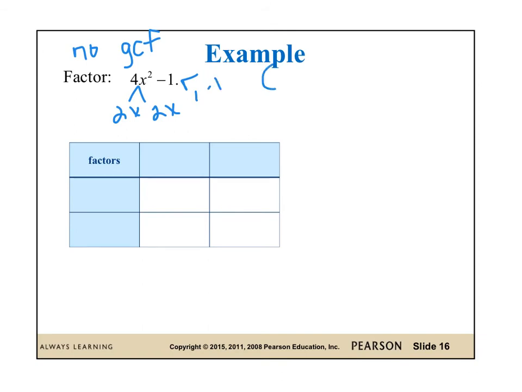And so by the perfect square, this is a difference of perfect squares because it's a subtraction. Then we put 2x in the first position in both sets of parentheses, and 1 in the second position, and then put different signs between them. You can still use the other method on this one.